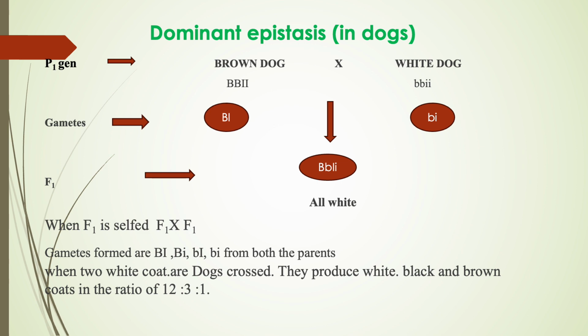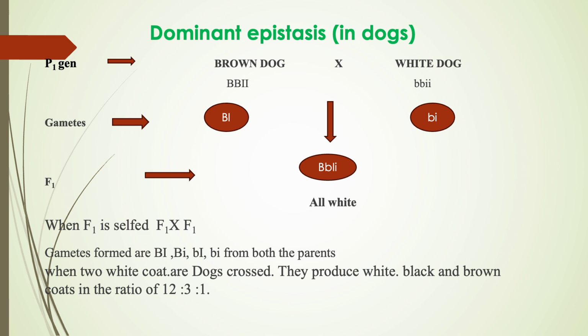Okay, so in the depiction you can see here, in the first parental generation, a brown dog is crossed with a white dog. The brown dog's genotype is capital B, capital B, small i, small i, and the white dog is small b, small b, capital I, capital I. The gametes formed are small b with capital I, and capital B with small i. Since it is dominant epistasis, whenever capital I is present, the coloration cannot be expressed. So the progeny formed in the F1 generation are all white in color, that is, the dogs have a white coat color.